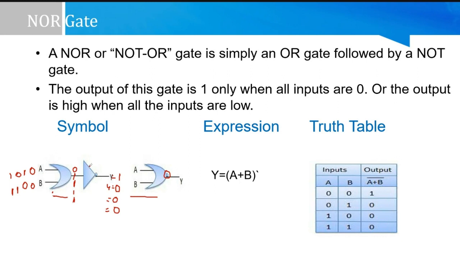Here you can write it like this. The expression will be A plus B, right? It is a complement of the OR gate. So this will be A plus B whole bar. This will be the expression of the NOR gate.